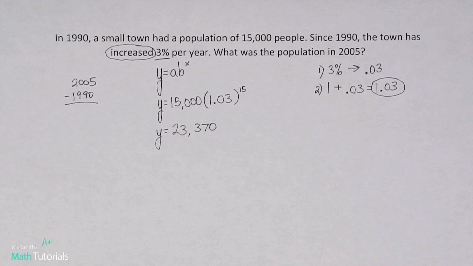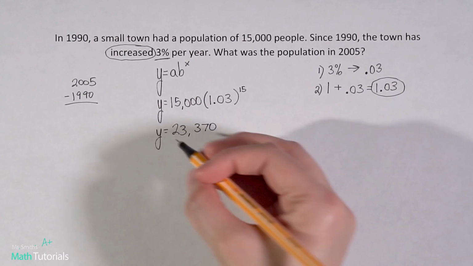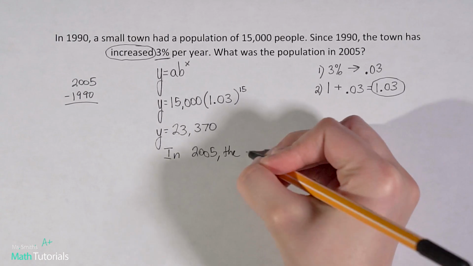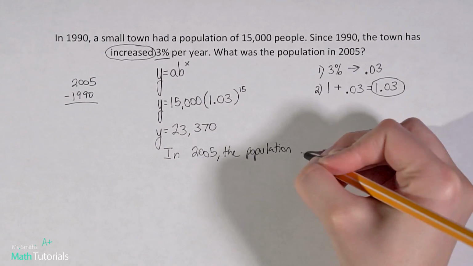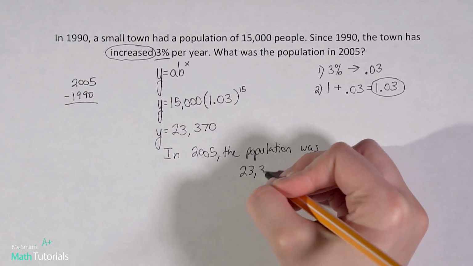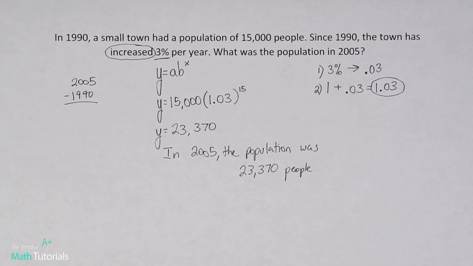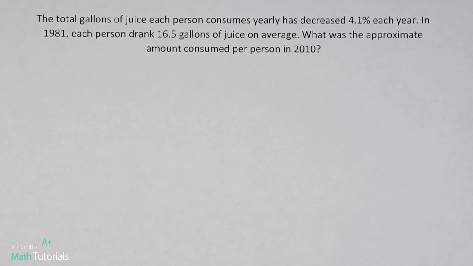Okay, so what does that mean? We need to take that next step and really not only just list the answer, but what does that answer mean? So in 2005, the population was 23,370 people.